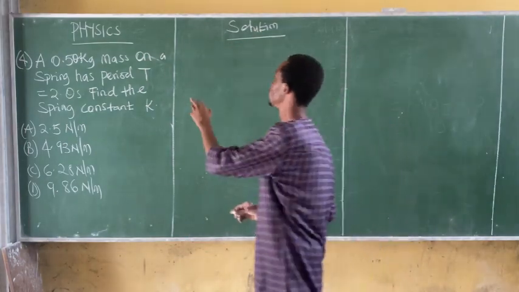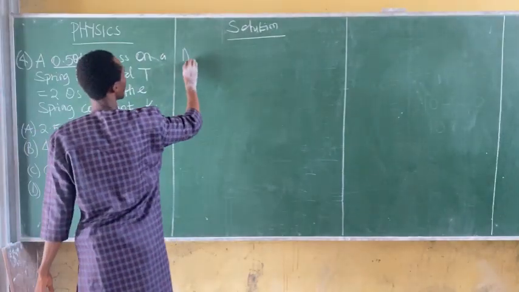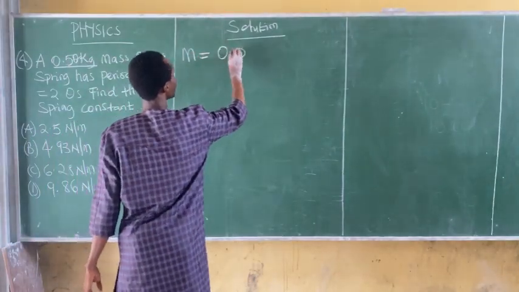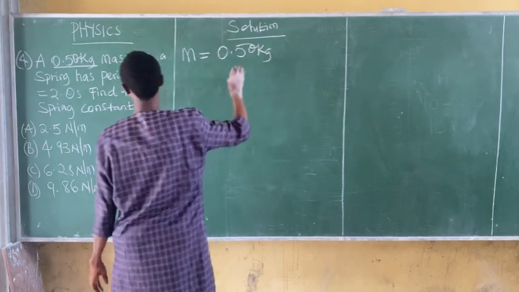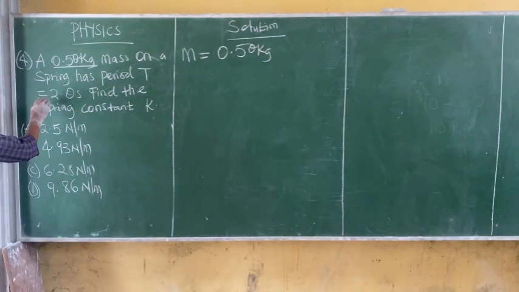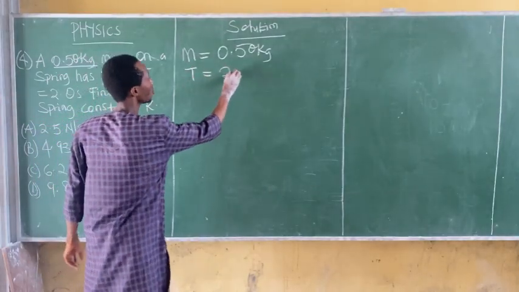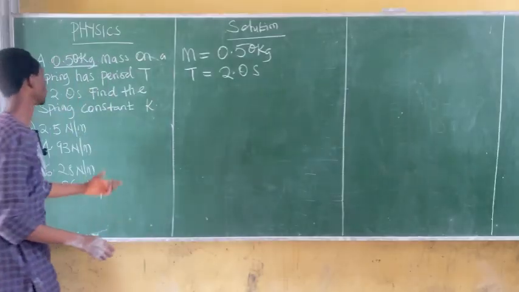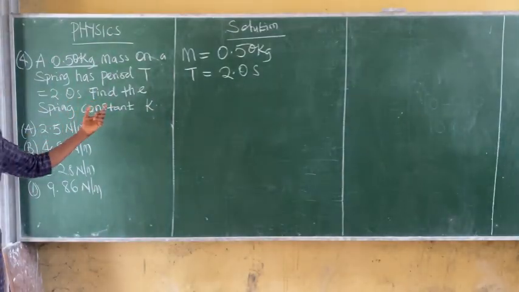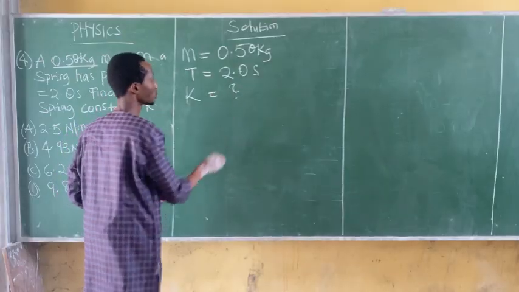From the question, we are given mass, right? A mass of 0.50 kg. That's the mass. We are also given period T to be 2.0 seconds. The question says find the spring constant K. So spring constant K is unknown.